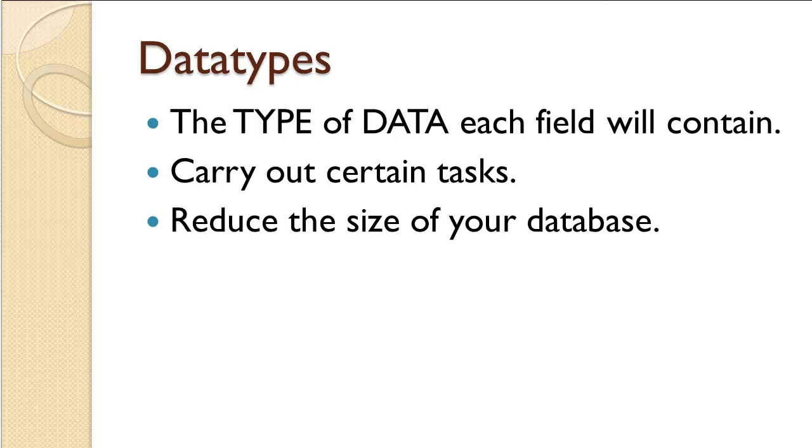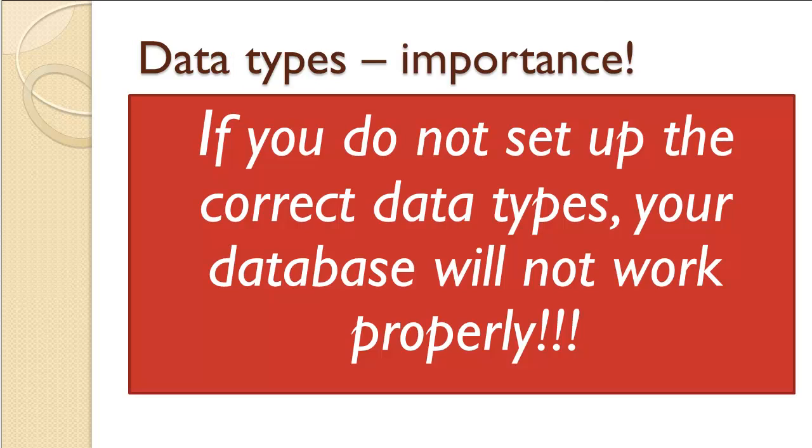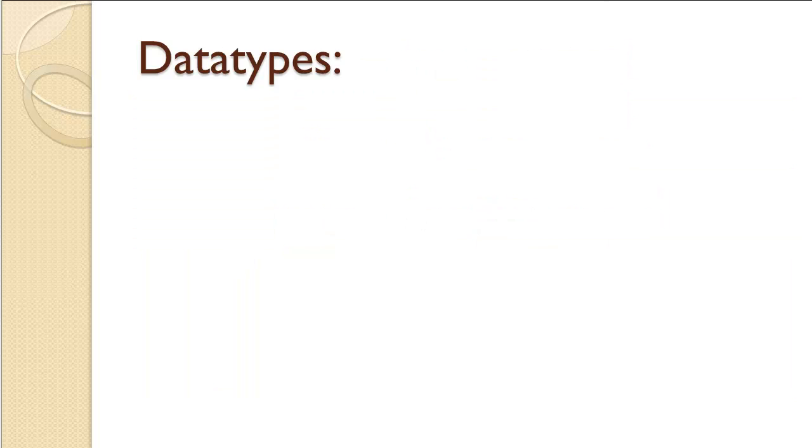The next thing you need to understand is about data types. When setting up a database table, you must tell the computer the type of data that each field will contain. This is important because you can only carry out certain tasks on certain types of data. Also, it will help you reduce the size of your database, which is very important on bigger databases. If you do not set up the correct data types, your database will not work properly. So it's very important when setting up a database to get it right from the start.